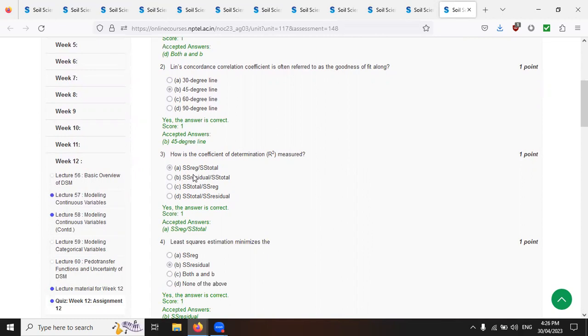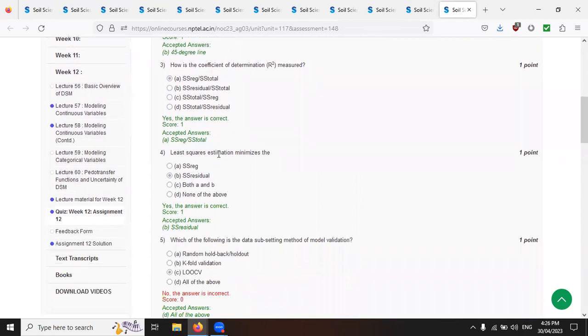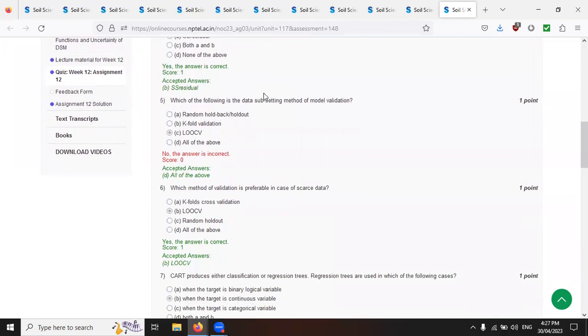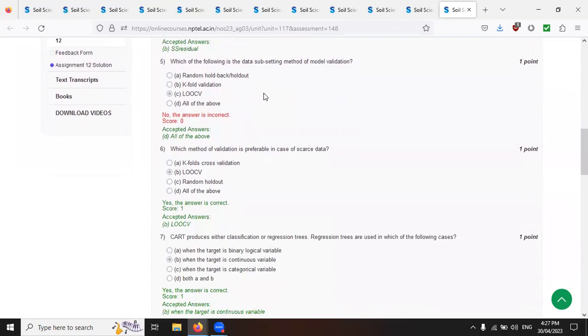How is the coefficient of determination R squared measured? It's SS reg divided by SS total. And a least squares estimation minimizes the reg or residual SS. It's a residual. Which of the following is a data subsetting method of model validation? All of them can validate models. Which method of validation is preferable when there's scarce data? You want the LOOCV.